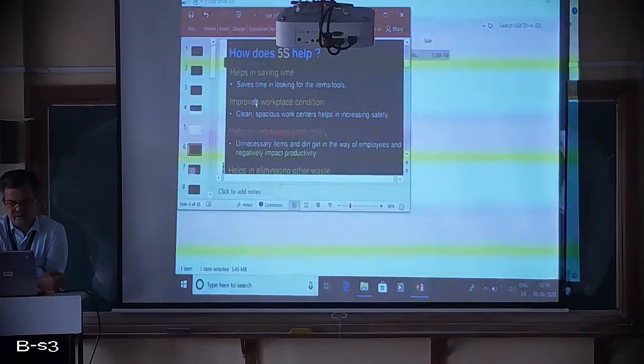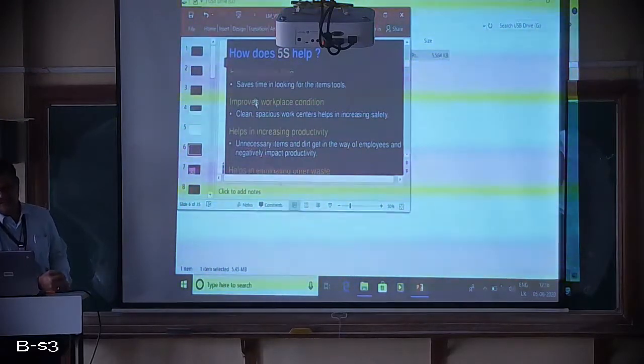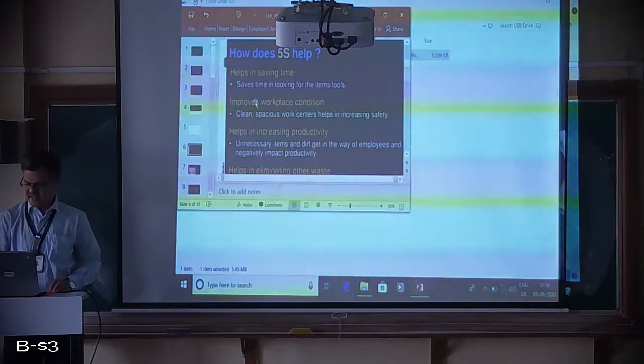It helps in increasing productivity. Unnecessary items and dirt get in the way of employees and negatively impact productivity. So it helps in increasing productivity.